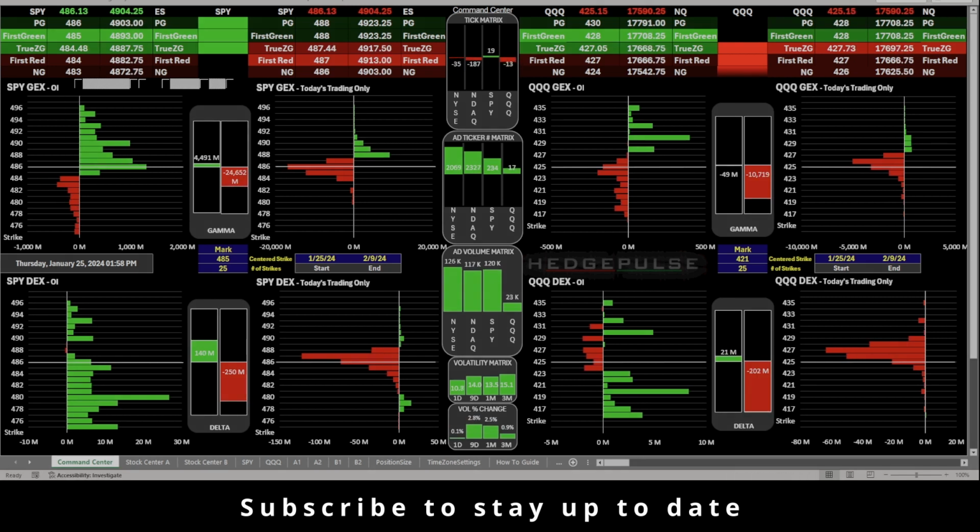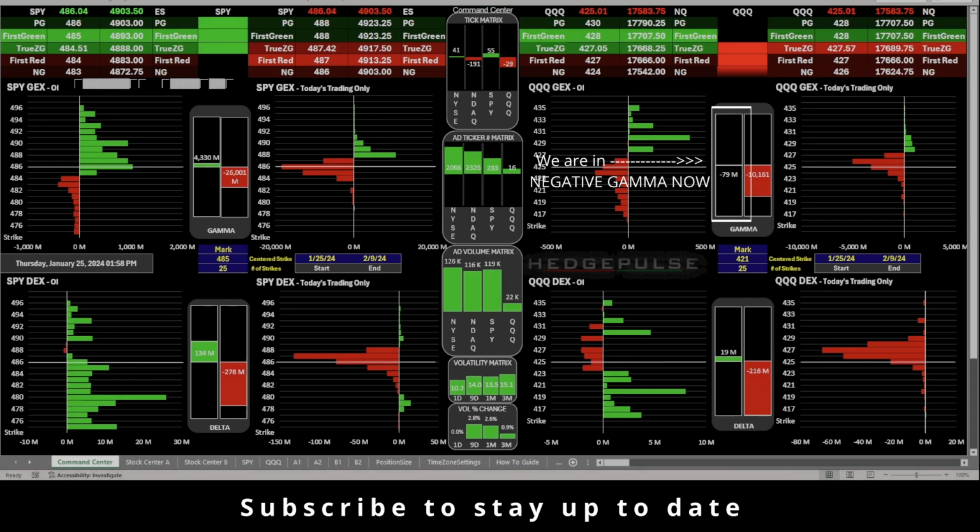Here on the right, you can see that QQQ is at negative 24 million right now. So it just crossed over into the negative gamma zone for real. Yes, it's been below the 427 level, so it's been in negative territory, but now we're seeing the cumulative gamma is negative.